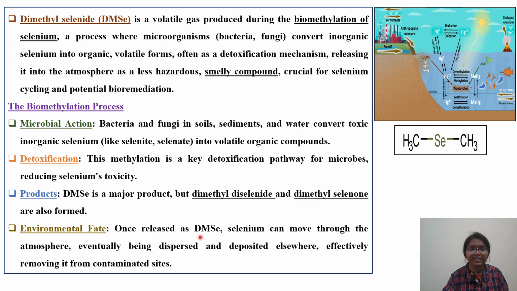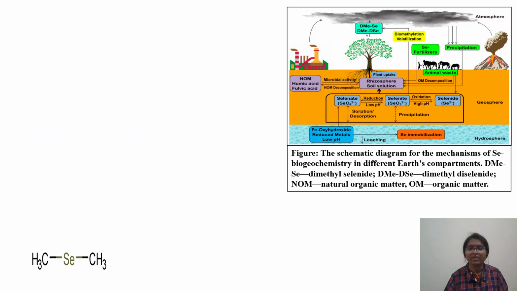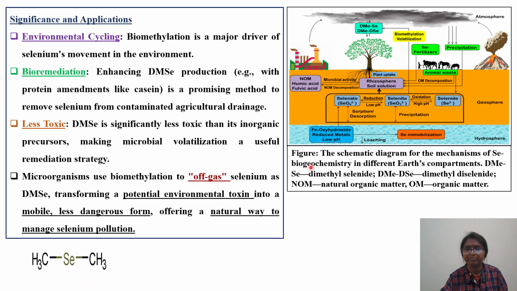The environmental fate is that once dimethyl selenide is released into the environment, selenium can move through the atmosphere, eventually being dispersed and deposited elsewhere, effectively removing it from the contaminated sites. This is a schematic diagram of selenium geochemistry in different earth components. You can see the things that are formed: dimethyl diselenide, natural organic matter, dimethyl selenide, organic matter, etc. You can go through this particular diagram.